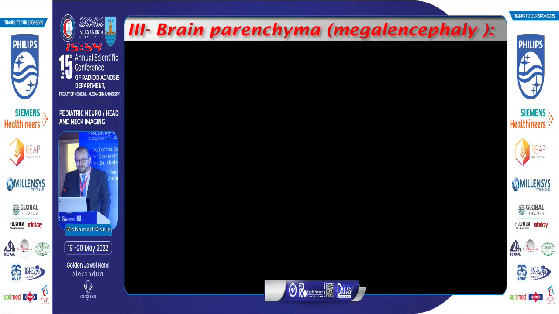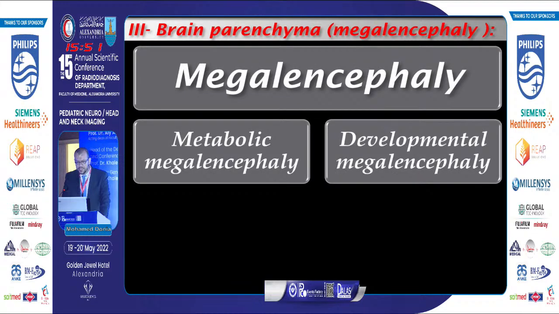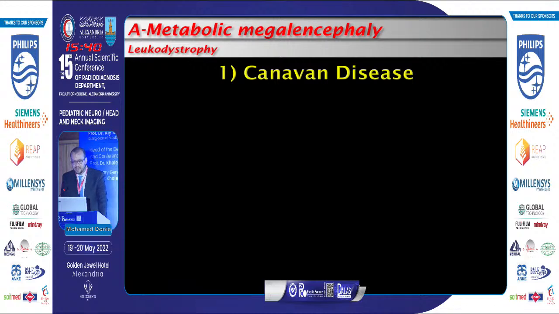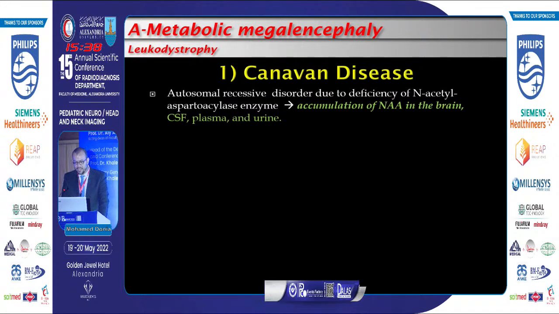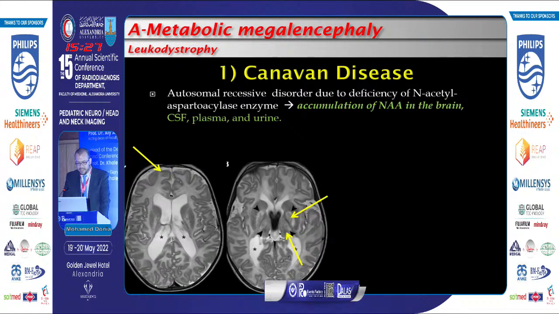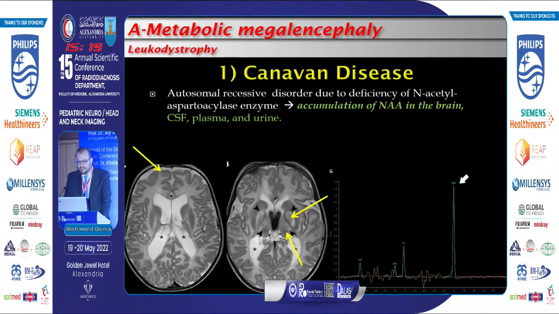Shifting to brain parenchyma or megalencephaly, which is divided into metabolic or developmental megalencephaly. The metabolic may be due to leukodystrophies, organic acidurias, lysosomal disorders, or Menkes disease, starting with the Canavan disease due to abnormal accumulation of the N-acetyl aspartate in the brain, CSF, plasma, and urine. There is diffuse involvement of the white matter with involvement of subcortical U fibers, involvement of the thalami and the globus pallidi, sparing the putamina and the caudate, and the MRS shows characteristic sky-high NAA peak.